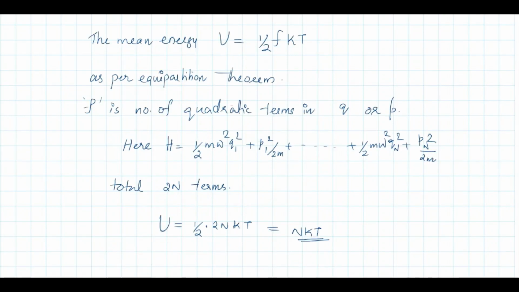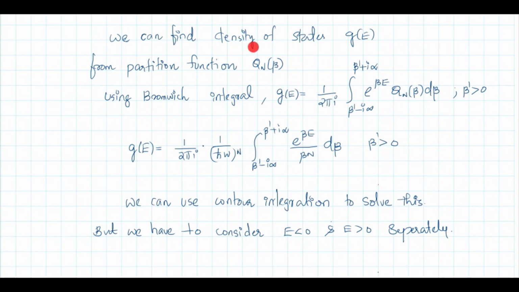Okay. Now, we can find the density of states from the partition function. We have already done this for the classical ideal gas in previous lectures. Using the Bromwich integral, we can write an equation for the density of states. g(E) equals 1 by 2πi, integral from β' minus i infinity to β' plus i infinity, e raised to βE times Q_N(β) dβ, with the real part of β greater than 0. β' is the real part of β.